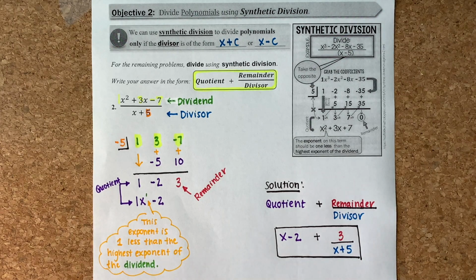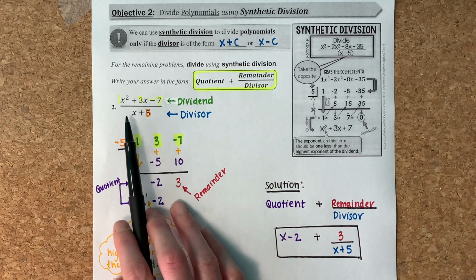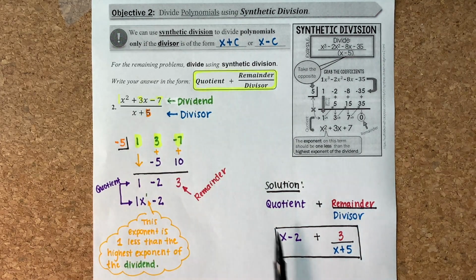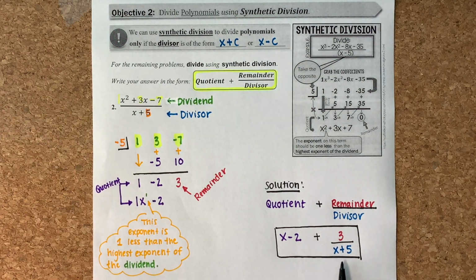To check your work, you could pick any value for x that you want, plug in that value in for x here and compute it, and then plug that same value in for x here and compute it, and you should get the same value because this divided by this is equal to this.